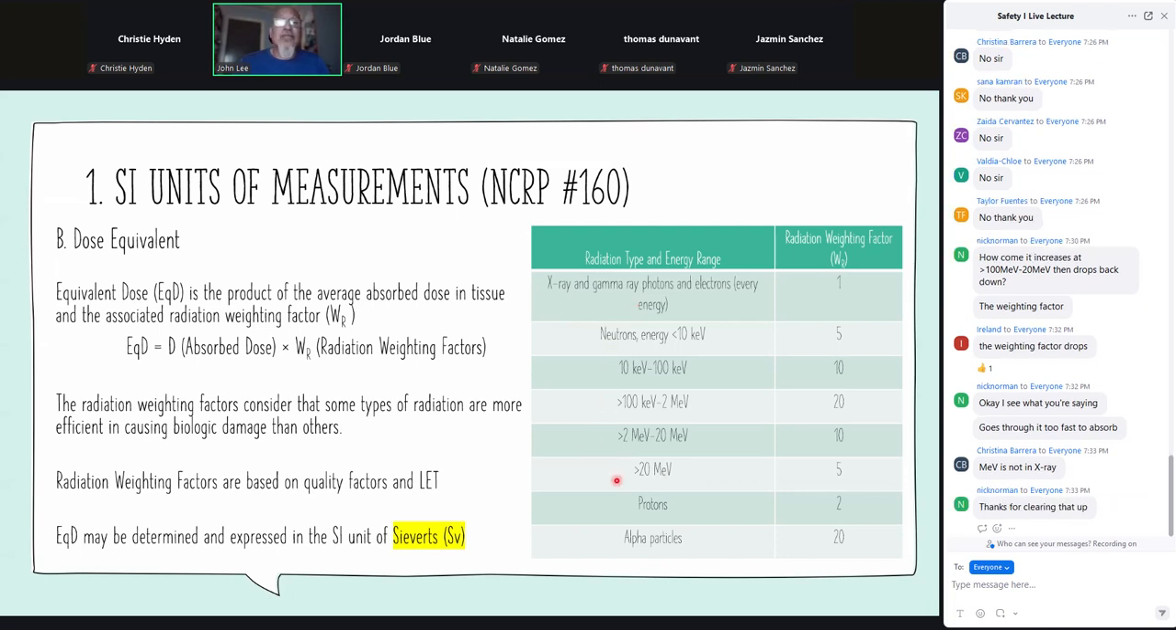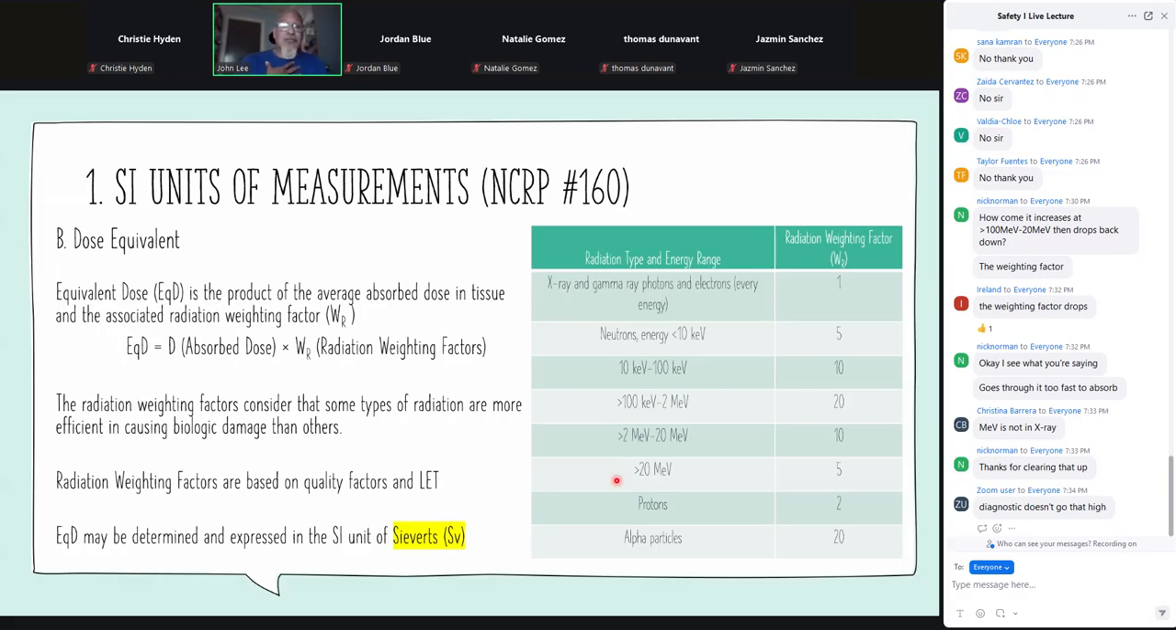Now there are MeV X-rays. We don't generate any. Our machines aren't capable of doing so. No, diagnostic does not go that high. The mechanical range for most diagnostic equipment is 30 to 150 keV. The diagnostic range for our x-rays and imaging is 50 to 125, maybe 130 keV. But there are x-rays that exist in the MeV range. Our machines don't do that.